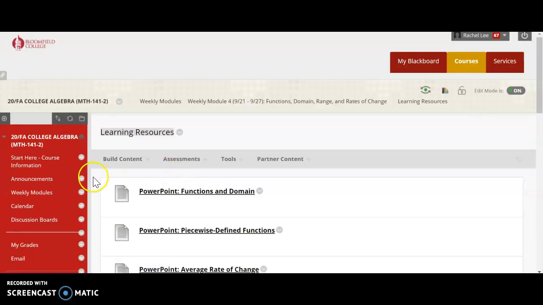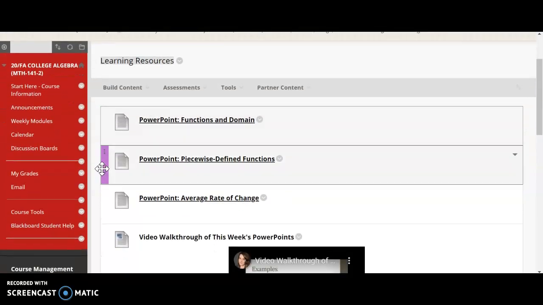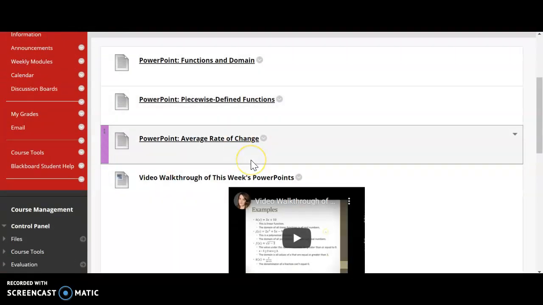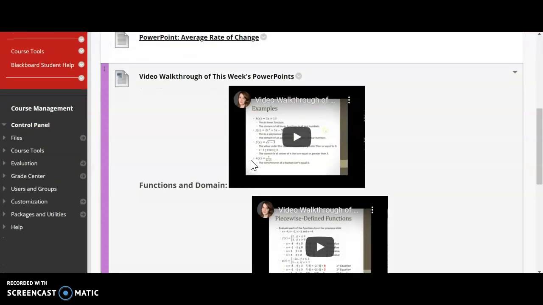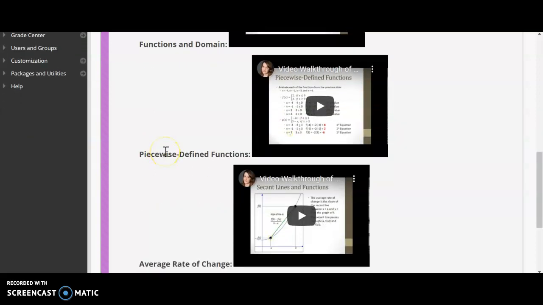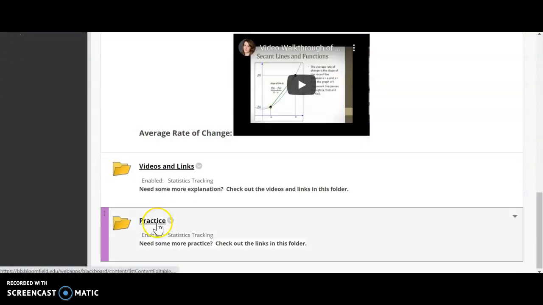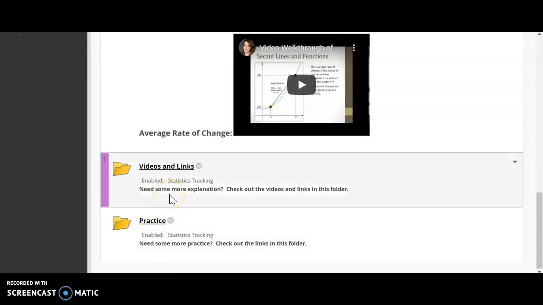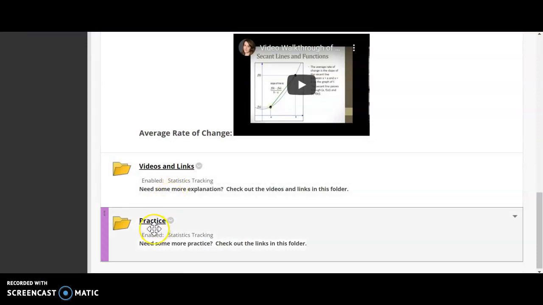So let's start by going over what's posted under the Learning Resources folder. So we have the PowerPoints, these are the actual PowerPoints that are used in the lectures, and we have the recording of the lectures. So this is functions and domain is 3.1, and piecewise functions, this is for 3.2 and 3.3. We have additional resources here, videos and links, and also the practice. So feel free to utilize all of the things posted here if you need additional practice.